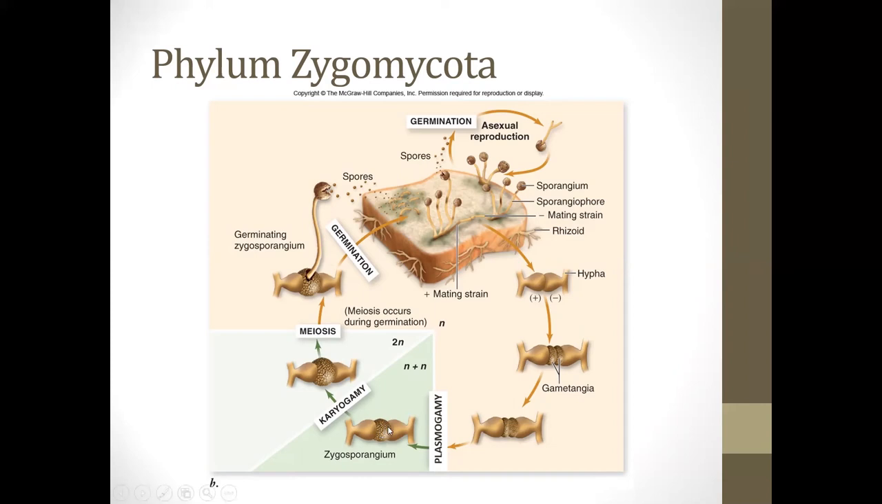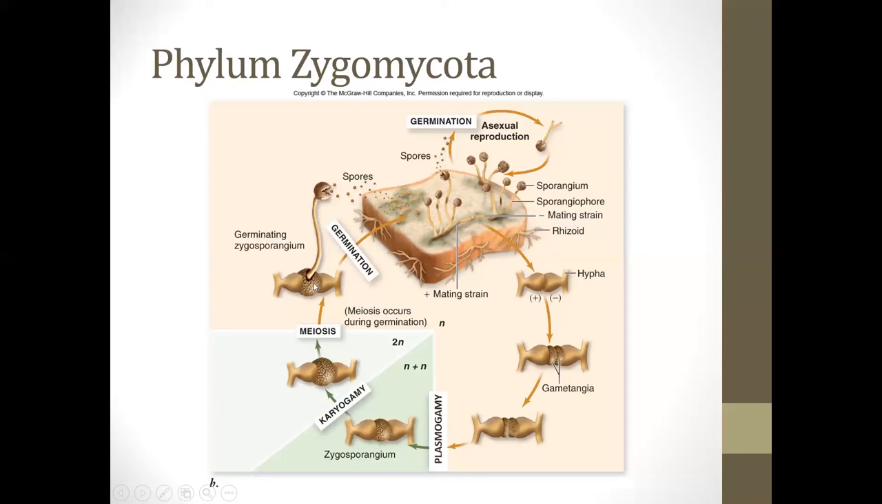Now this N plus N structure is your fruiting body, and we consider this a zygosporangium inside Zygomycota. The zygosporangium is going to have multiple N plus N cells inside of it, and one of these cells is going to undergo karyogamy, where the nuclei fuse together. So inside the zygosporangium that is N plus N, you're going to have a cell that is 2N, or diploid. We consider that diploid cell the zygospore.